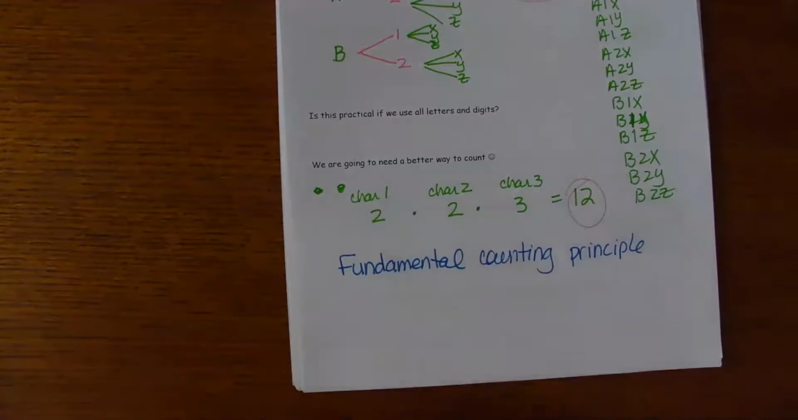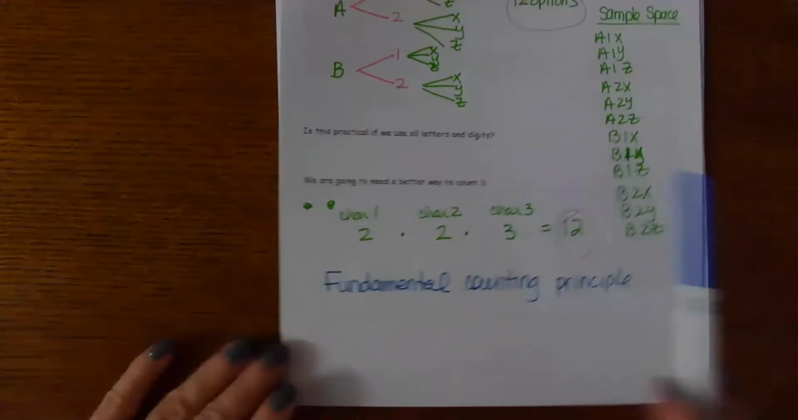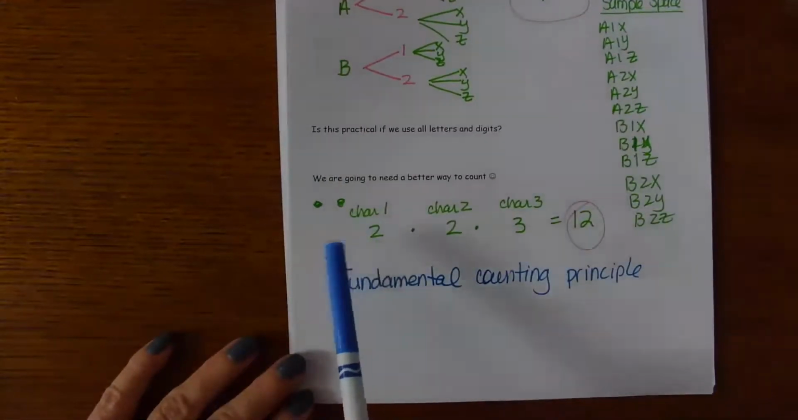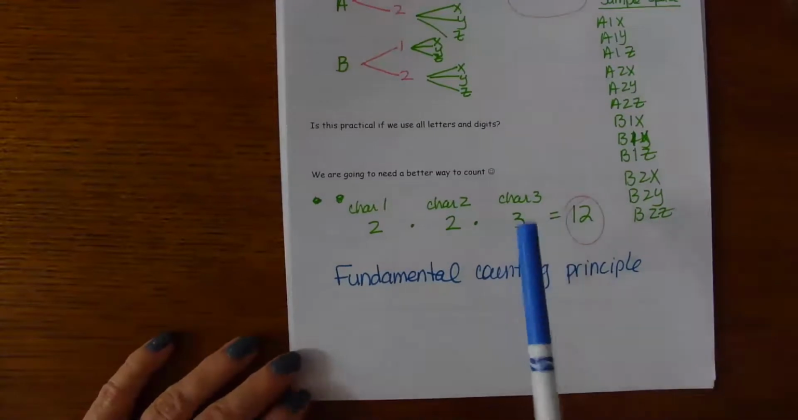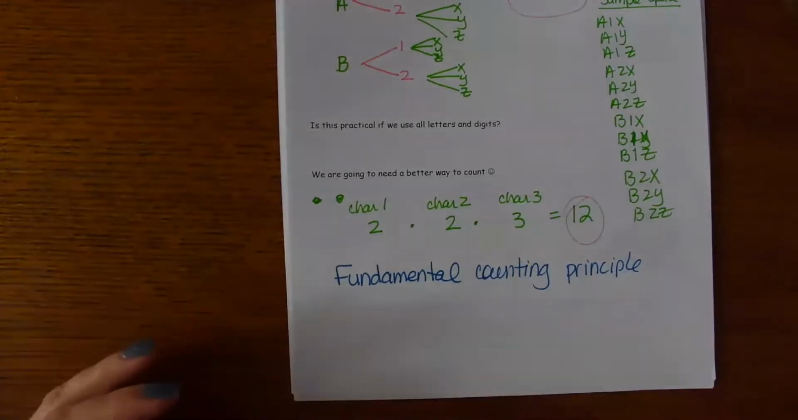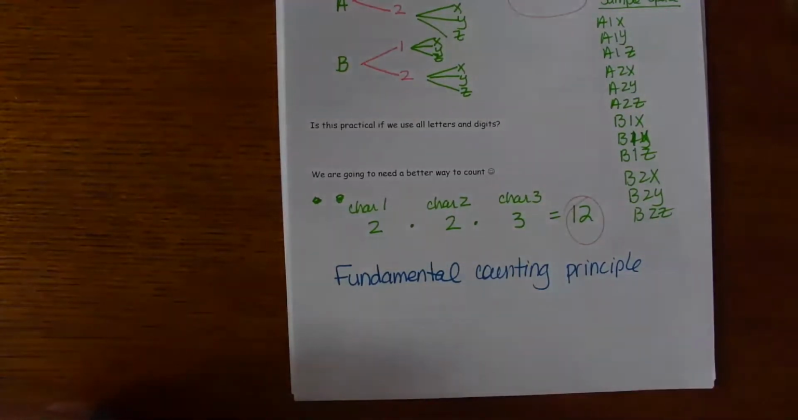So if someone tells you to use the fundamental counting principle, don't get freaked out. You're just going to multiply some numbers together. All you do, how many choices, and how many choices, and you just multiply them, and that will tell you how many codes you can get.